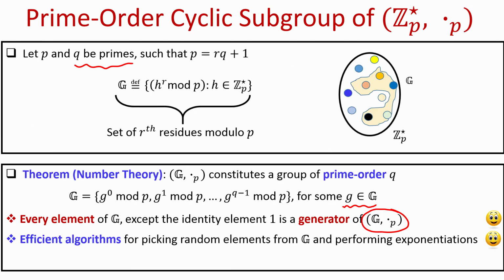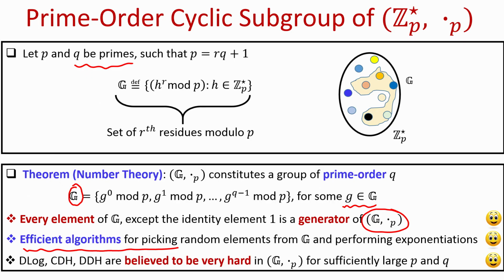Moreover, for the subgroup that I have chosen here, we have efficient algorithms for picking random elements as well as for performing group exponentiation. If you recall the steps of the Diffie-Hellman key exchange protocol, the sender and receiver have to pick random elements from the underlying group over which they are performing the operations. For that we need efficient, polytime algorithms for picking random elements from the group, and it turns out that if I set my group to be the set of all Rth residues modulo P, then I have efficient algorithms for picking random elements from that group and also for performing group exponentiation.